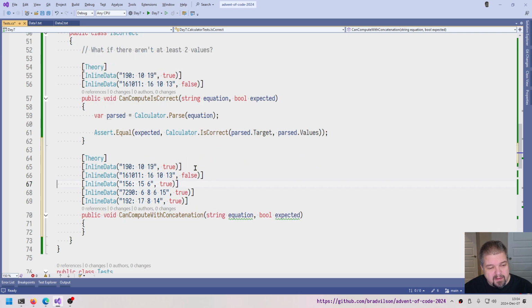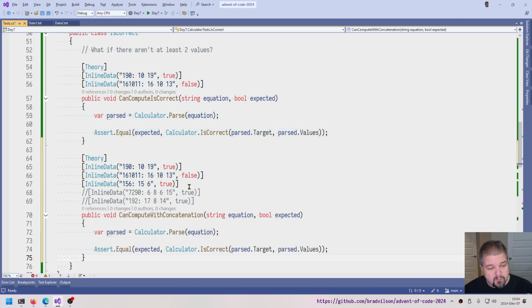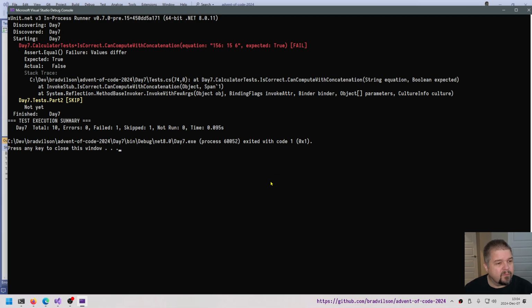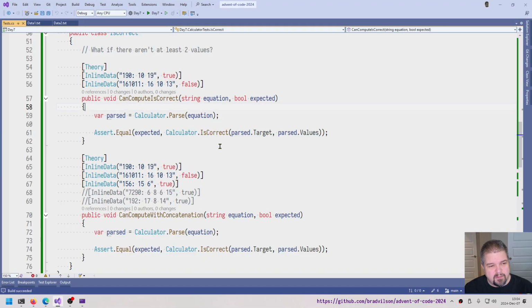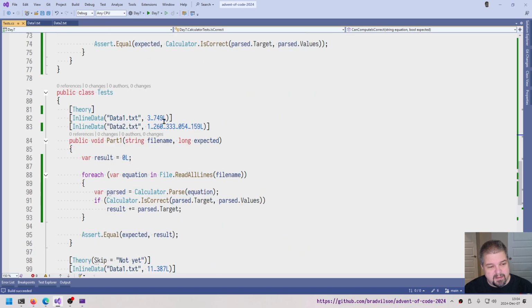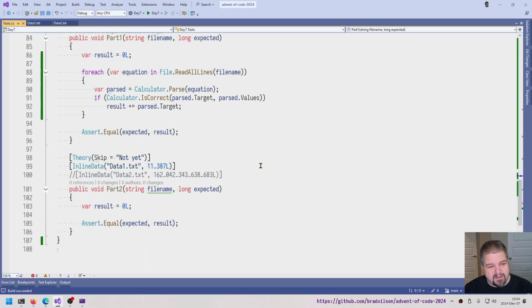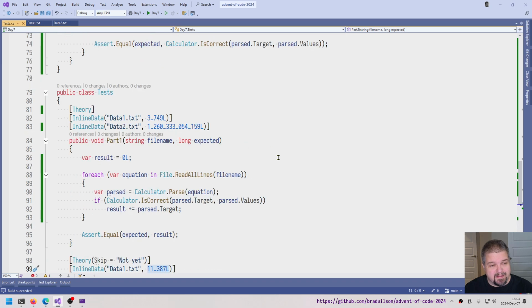So given that, what we want to do here is we're going to start with this, and this is going to be our failing test. That is going to drive the next iteration of this algorithm, right? So let's go ahead and run this. So that's our failure. Now we need to know the difference between whether or not we're going to concatenate or not, right? Because we go from 3749 without concatenation to 11,387 with concatenation.